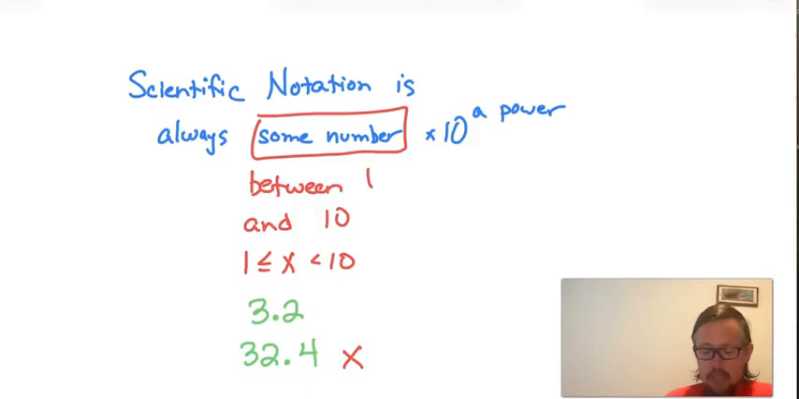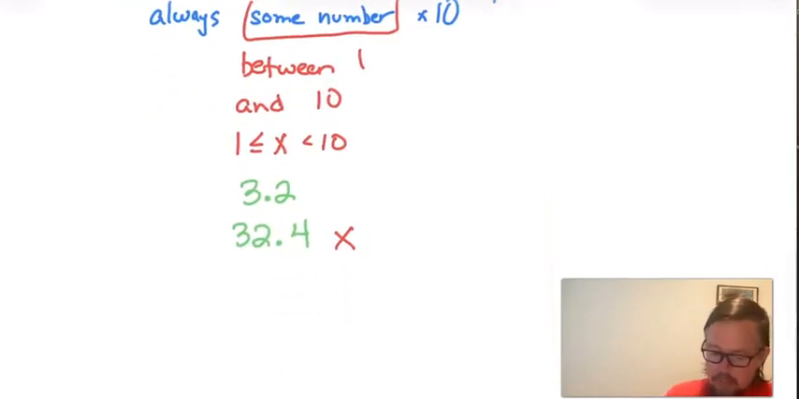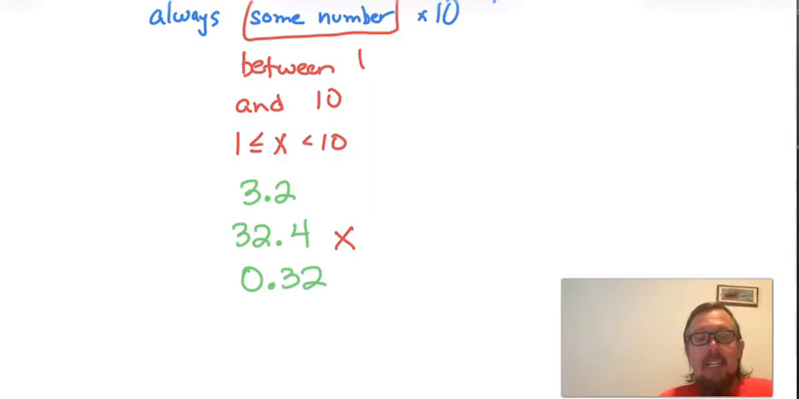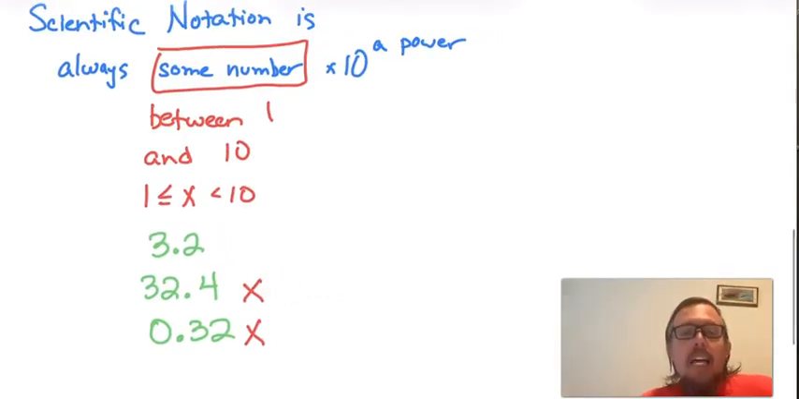Let me give you another example. If it was like 0.32, that is also not scientific notation because it's not between 1 and 10. So there's another example of not scientific notation. Okay, so it's going to be a number between 1 and 10 multiplied by 10 to a power.